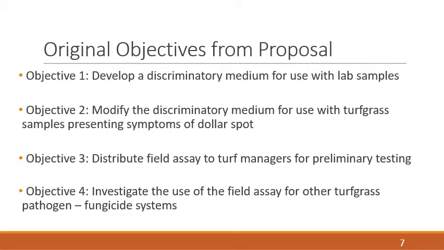Here are the original objectives from the proposal. First was to develop a preliminary discriminatory medium for use with lab fungal cultures. This was completed in the fall of 2020. Objective 2 involved using the discriminatory medium with infected leaf blades. This is currently ongoing. The third and fourth objectives are to come, and they involve asking turf managers to test the field kit and potentially extending this test to other diseases.